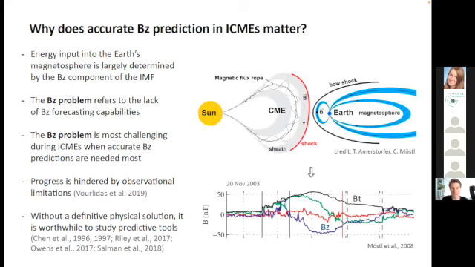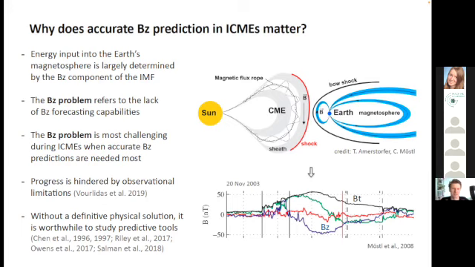So why does it actually matter? Why is an accurate picture of the Bz component inside ICMEs important? We know that the Bz component of the interplanetary magnetic field largely determines the amount of energy and momentum that is transferred from the solar wind into Earth's magnetosphere. But currently there's a lack of forecasting capabilities, and the community usually refers to that as the Bz problem.